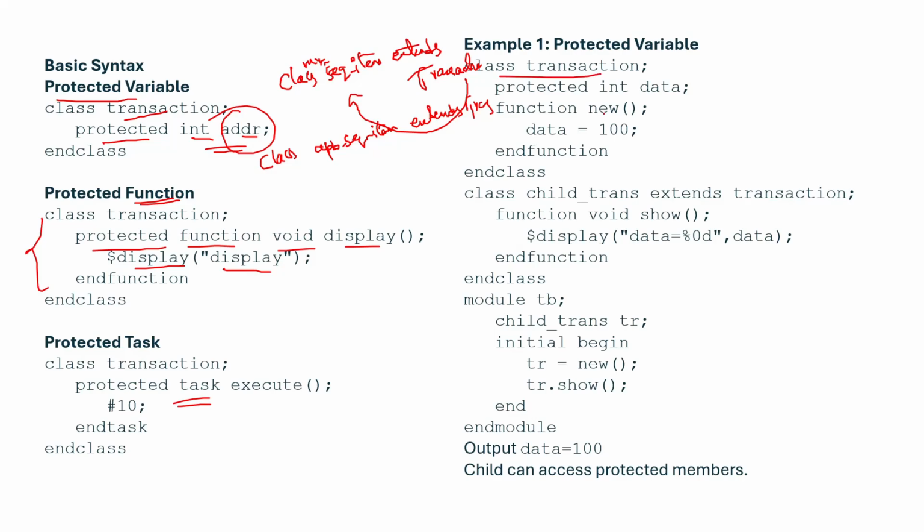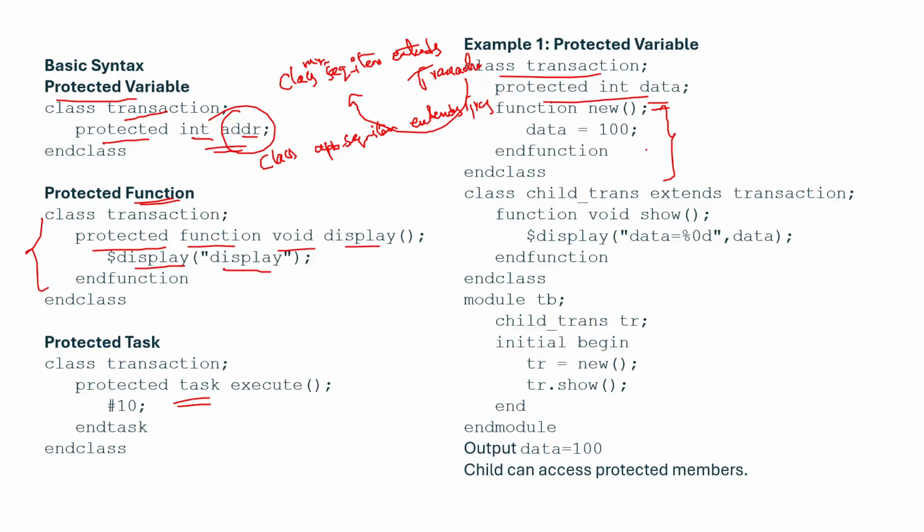What is this class transaction protected int data? Some variable, for example, how are you accessing this variable in your test bench? So I'm considering int data, and through the constructor we can access the data. What is the use of the constructor? Function new, and then name your arguments you are assigning. That argument is assigned to your class member. So based on the constructor, I can assign the value to my protected variable.